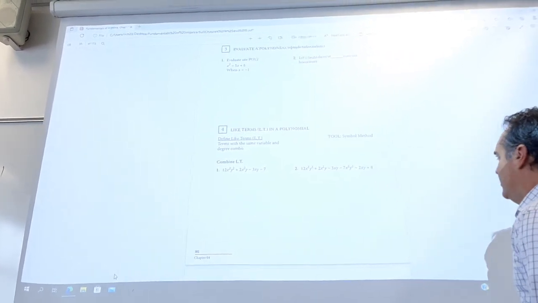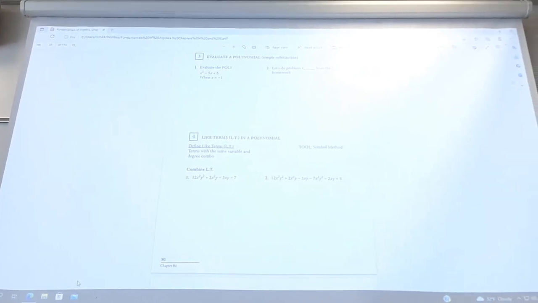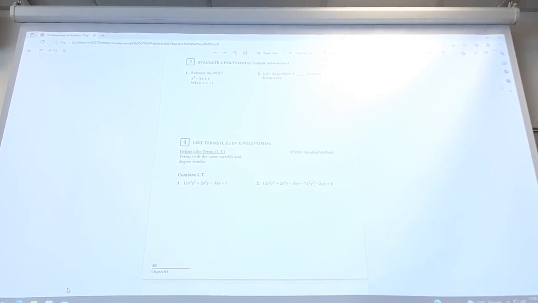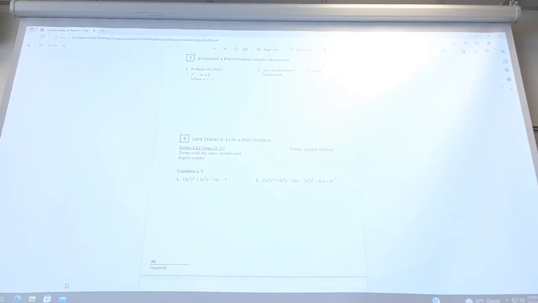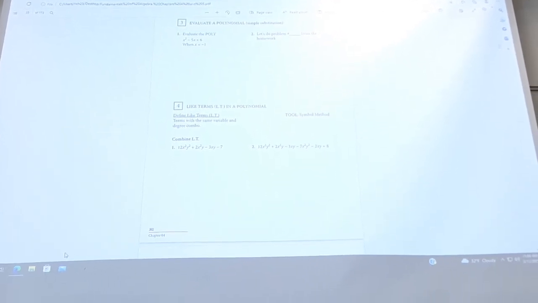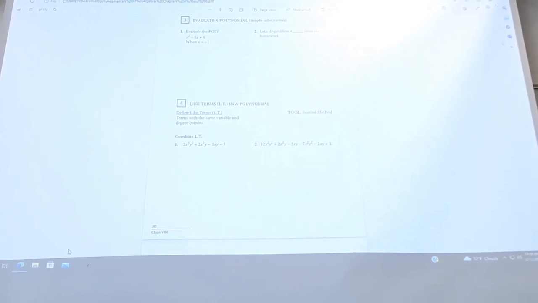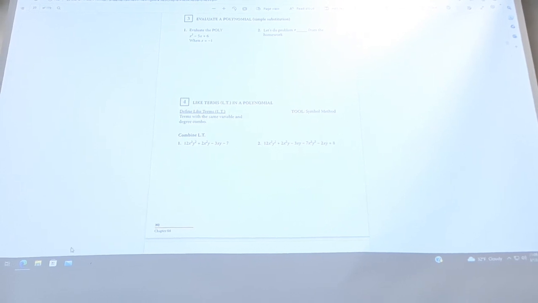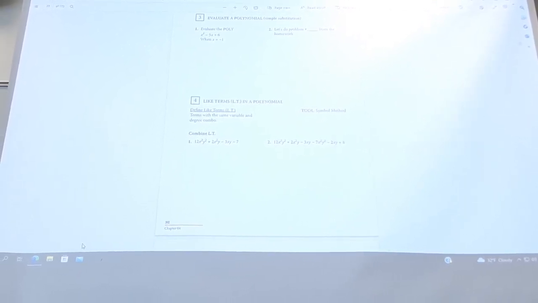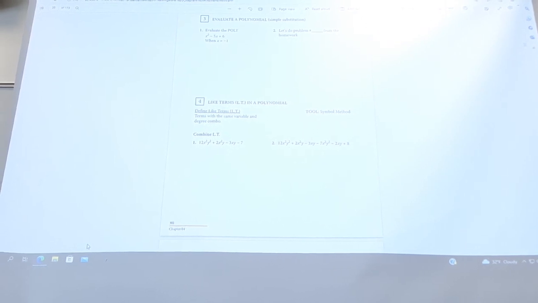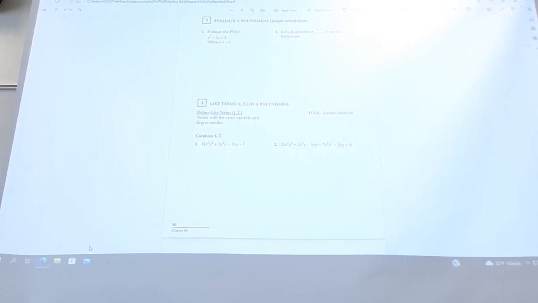Now this next one, we definitely have like terms. And our tool with like terms is the symbol method. You pick your symbols: circles, single underlines, double underlines, triple underlines, squares, triangles, whatever you want to do. Somebody read that problem to me. Read it fast. Here we go. 12x squared y squared plus 2x squared y minus 3xy minus 7x squared y squared minus 2xy plus 8.